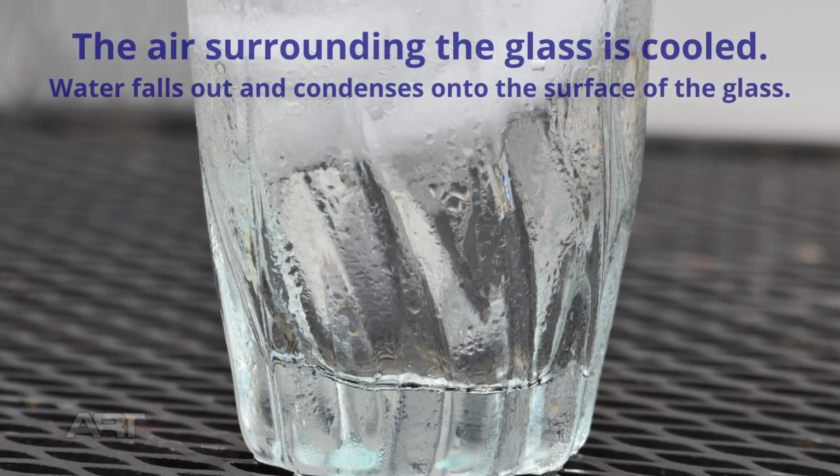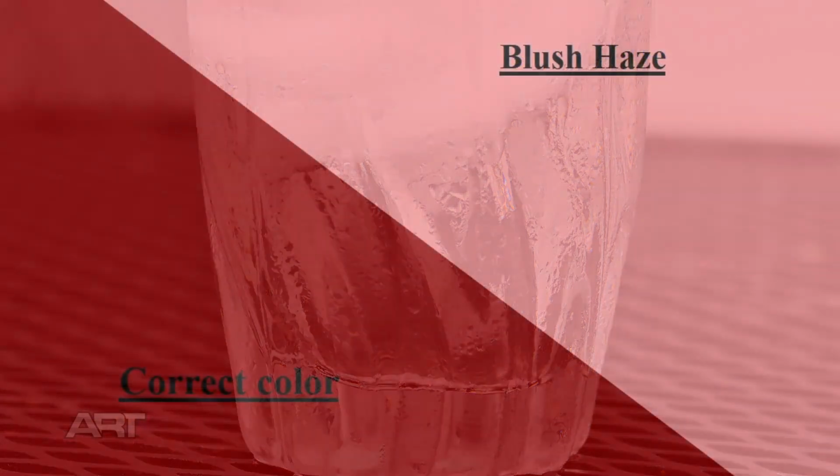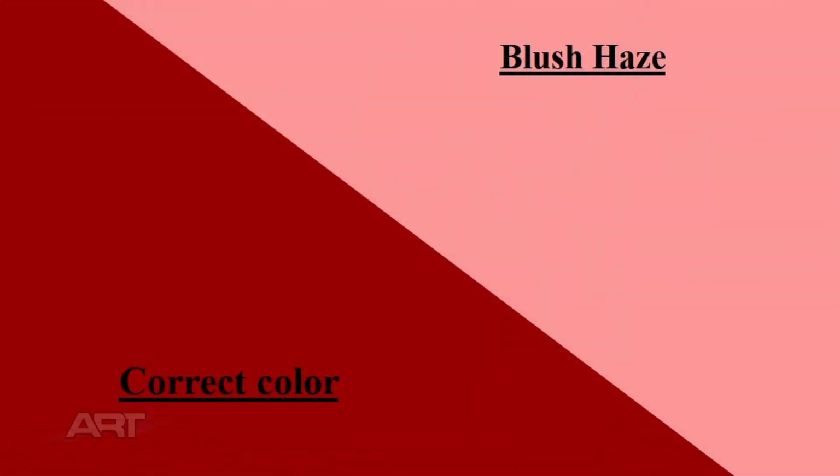And we've all experienced this with a glass of ice water on a humid day. The air surrounding the glass is cooled. Water falls out and condenses onto the surface of the glass. So the same thing happens with our paint. As evaporation is causing cooling, water condenses into our paint, and we see a hazy whitish effect which distorts our target color.